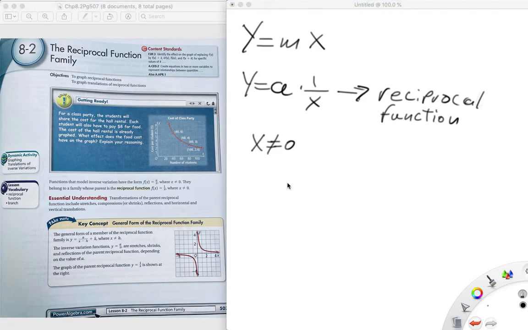Right, Chapter 8, Section 2, Algebra 2, Reciprocal Function Family.